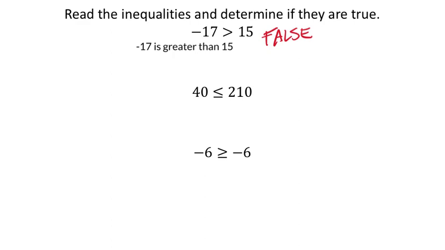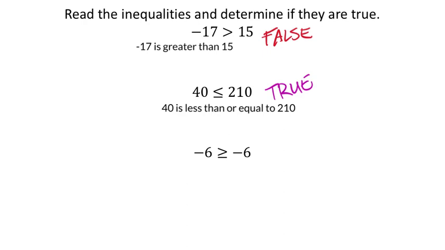All right, so let's look at this next one. This reads 40 is less than or equal to 210. So I'll write this out too. There we go. So, is this true? Yeah. Now, is 40 equal to 210? No, it is not, but it is less than, and that's all we need for this one to be considered true. That's it.